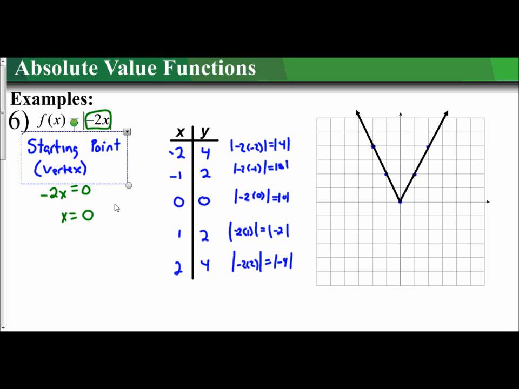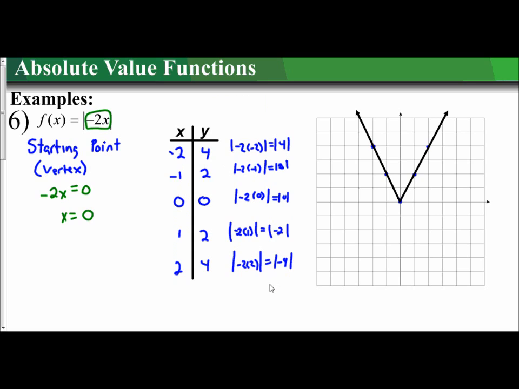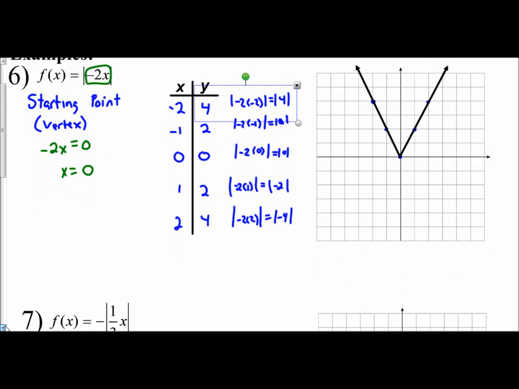I found my vertex by setting the expression inside the bars equal to 0. That gives me my starting point. And from there, I picked a table of values surrounding that vertex, plugged them in, and went from there. What's interesting here is that we have a line of symmetry that goes through our vertex. So by finding the right half of my y values, I can actually reflect them and get the left half of my values. So let's try this on example number 7.